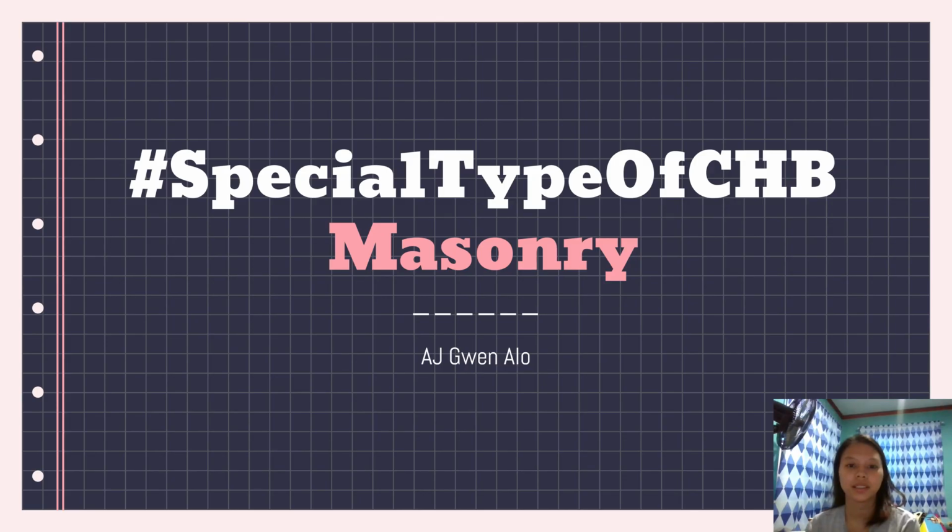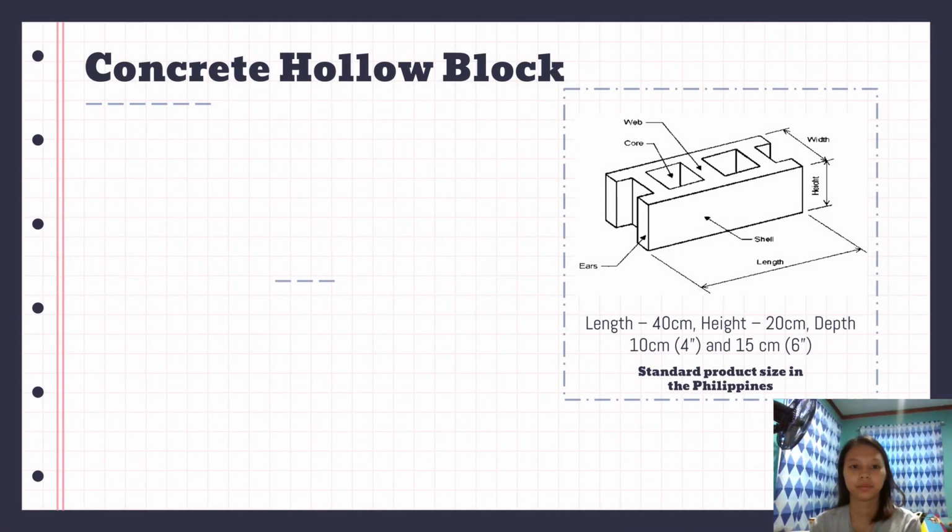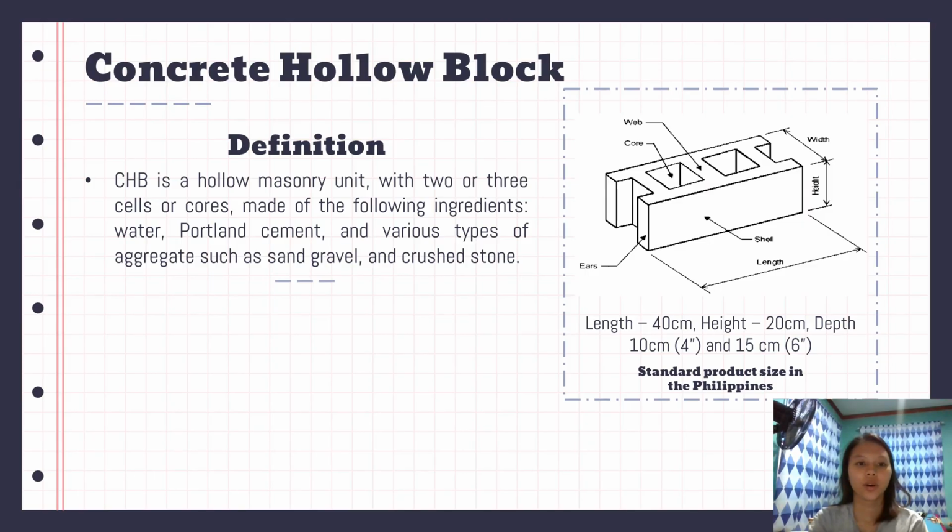Next topic is the special type of concrete hollow blocks. First, we define what is concrete hollow block. Concrete hollow block is a hollow masonry unit with 2 or 3 cells or cores made of the following ingredients: water, Portland cement, and various types of aggregates such as sand, gravel, and crushed stone.